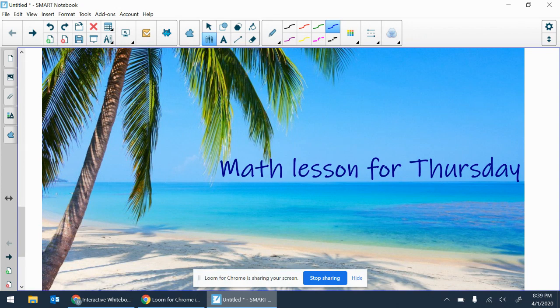We're going to be switching gears today. Yesterday you took the checkpoint, the first checkpoint in Unit 6. And today we're going to move to another aspect of geometry, which is sorting and classifying shapes.